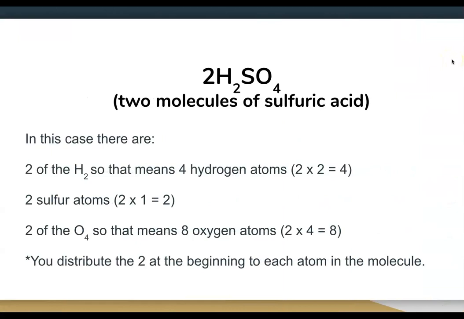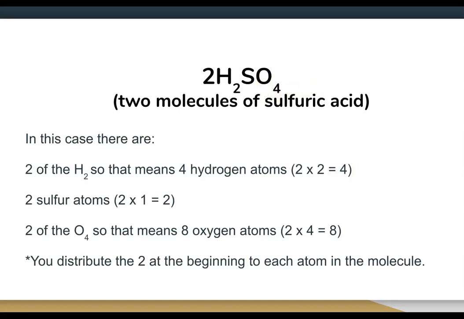What if we have 2 molecules of sulfuric acid, or 2 H2SO4? We now have a number at the start of the formula, and this number tells us how many molecules there are. In this case, 2 molecules of the sulfuric acid. It's important to distribute this number to each of the atoms in the formula. So in this case, we have 2 H2s. So see, we have H2, but we have 2 of them. We have 2 S's, and we have 2 O4s.